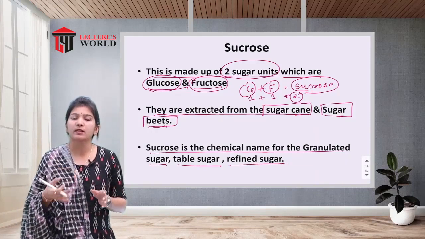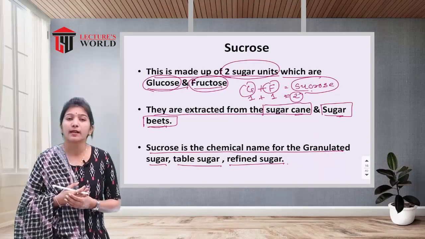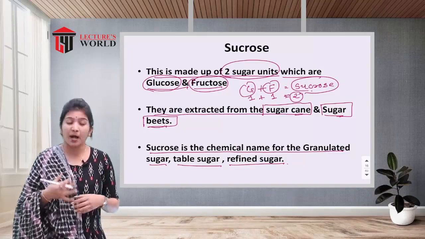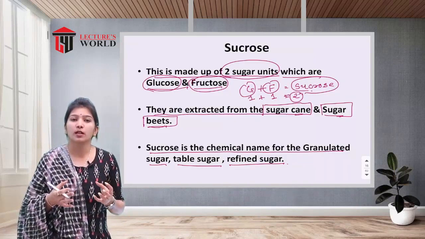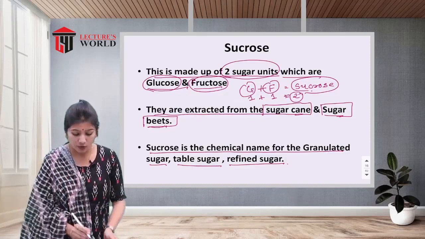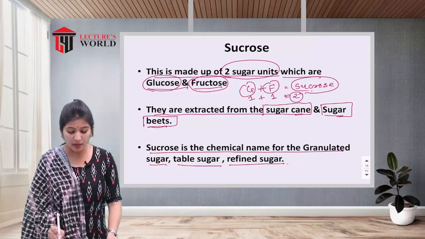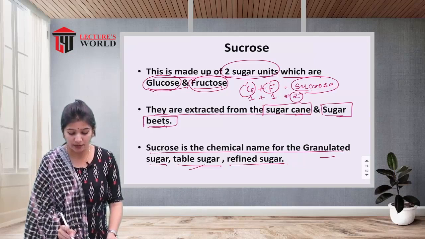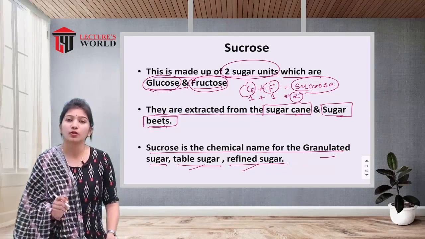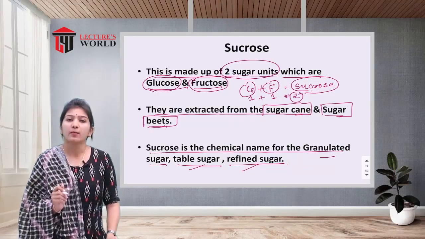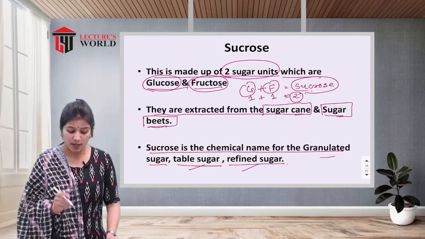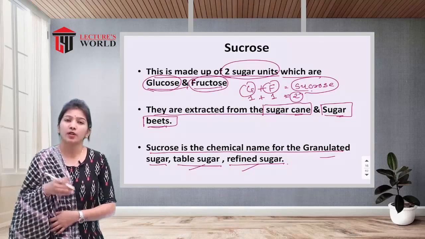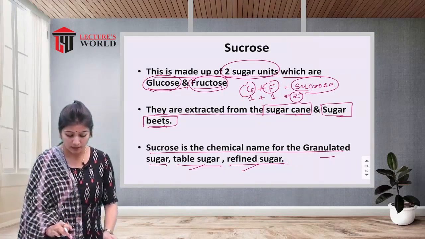There are several types of sugar, like table sugar, granulated sugar, brown sugar, refined sugar. So sucrose is a synonym for the different types of sugar, like sucrose is the chemical name of granulated sugar, table sugar and the refined sugar. So that's all about the sucrose. Sucrose is one type of disaccharide. It is made up of glucose plus fructose, and it is found in sugar cane and sugar beets.